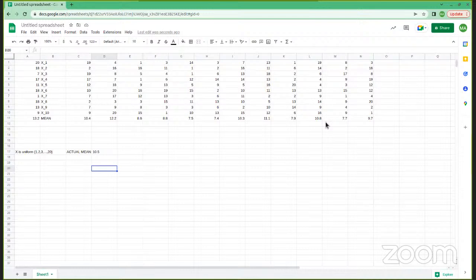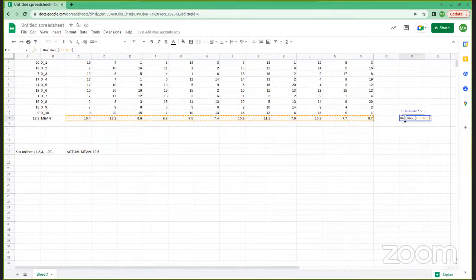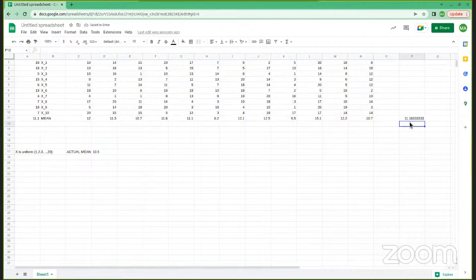If we compute the mean of these means, we will get somewhere around, okay, we will do that also. So we take the average over these cells. Out of these 13 samplings, we got 11.11 as the mean of the sample means.